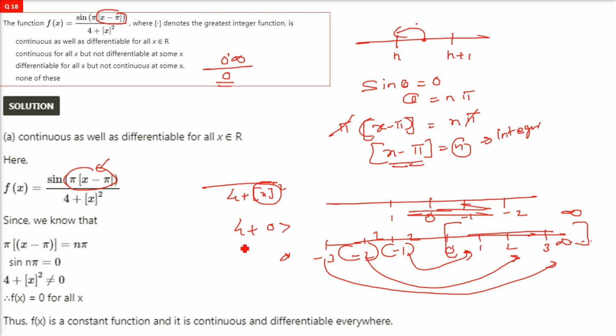So minimum is 0, so this cannot be 0 at all. In order to get 0, you would need the greatest integer function square to be negative 4, and that is never going to come, because it is the square of a number. So f(x) is a continuous function, continuous and differentiable everywhere.